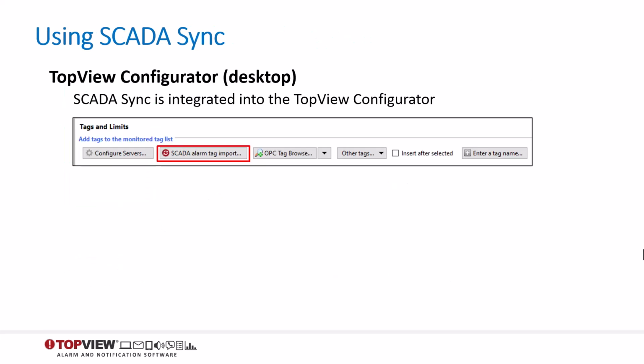To configure the gateway, we need to use SCADA Sync to perform the Install for HMI step. SCADA Sync is accessed through the desktop TopView Configurator application using the button SCADA Alarm Tag Import. Let's take a look.